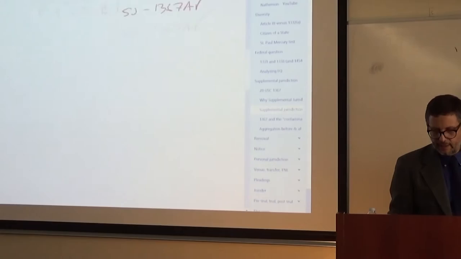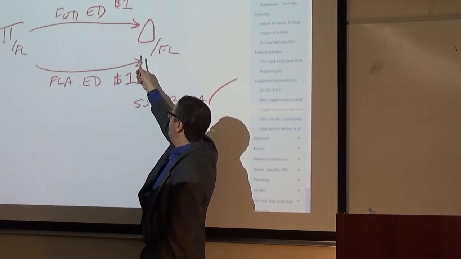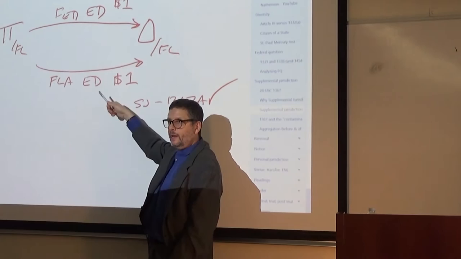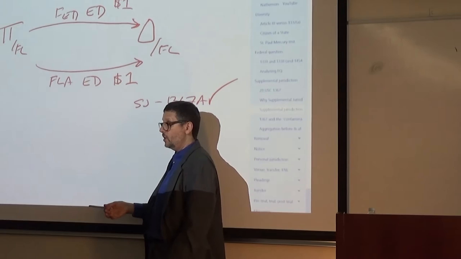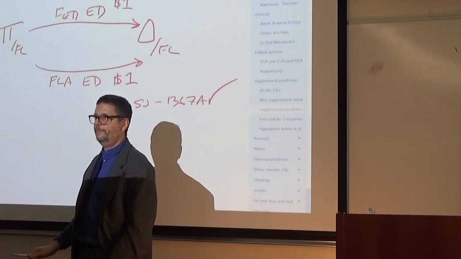Federal employment discrimination for $1, and then our supplemental claim is state employment discrimination for $1. What's the original basis for jurisdiction? Federal question. Is the sole basis for original jurisdiction diversity? My answer is no. In fact, diversity is not a basis for original jurisdiction at all, which means B doesn't divest jurisdiction at all. Okay?